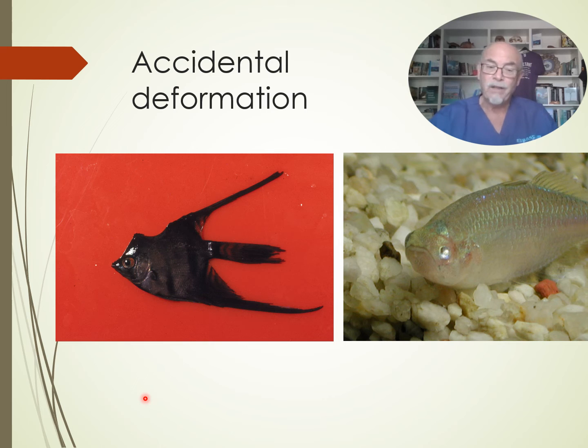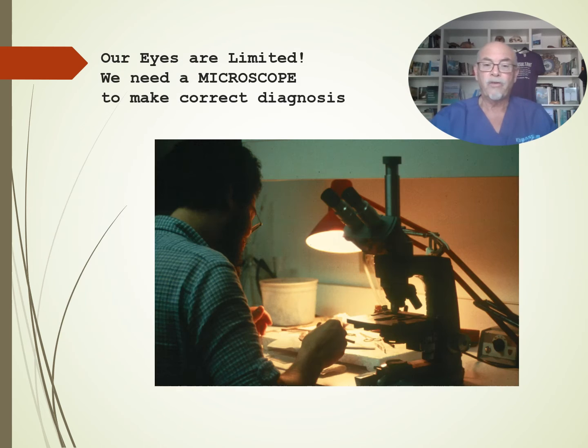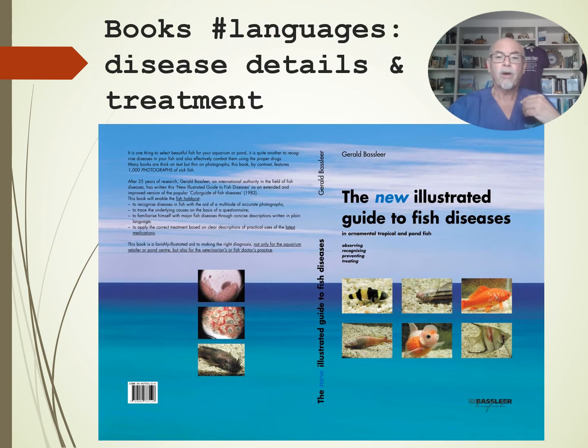Deformation, accidental when they were young, causing damage on the eye, causing damage on the body, giving very strange looking fish. Well, a microscope, that's what I use in my work to make a more correct diagnosis. And you watch my videos. I explain all about that in my videos, how we diagnose and how we can treat the problems on our aquarium fish.